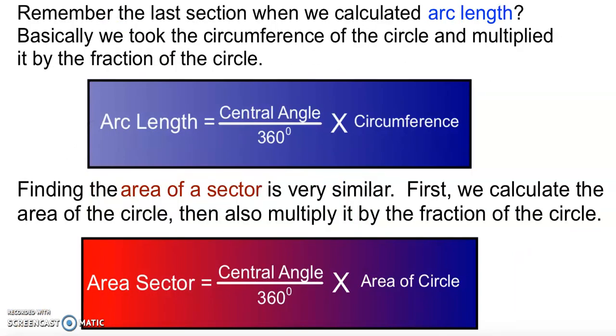Last section you looked at arc length. Arc length was just fraction of circle times circumference. Today we're going to be doing area of a sector. Area of a sector is just fraction of circle times area of circle.